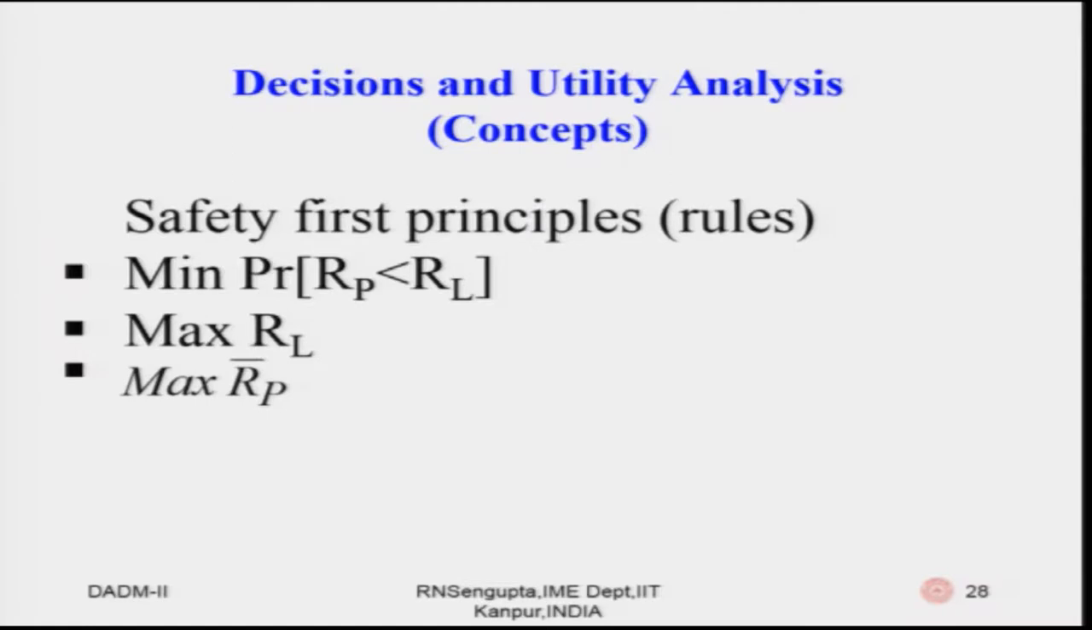Now, in the safety first principle, you are considering the minimization of the probability of RP being less than RL. Number two is, you maximize the stipulated value of RL. So, RL and RP are two totally different things. One corresponds to the decision you are taking, and the other is given from the environment. That means you have some risk concept, and based on that you want to fix your returns or your risk at a certain level. And another is that you want to maximize the so-called average returns of the decisions we are going to take.